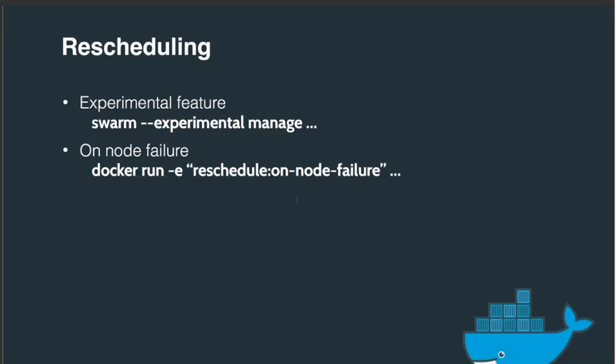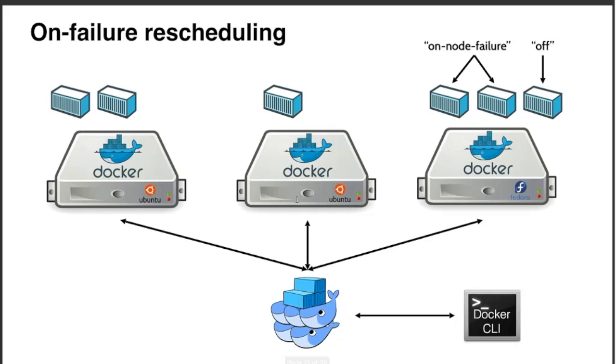So basically what it means is when the node goes down, you need to restart containers. Let's take a small example. Here we have three machines, two containers on the first one, one on the middle, and three containers on the right. Two containers on the last machine have on-node-failure enabled, and the last one is off. And of course, by default, it's off. You have to enable it manually.